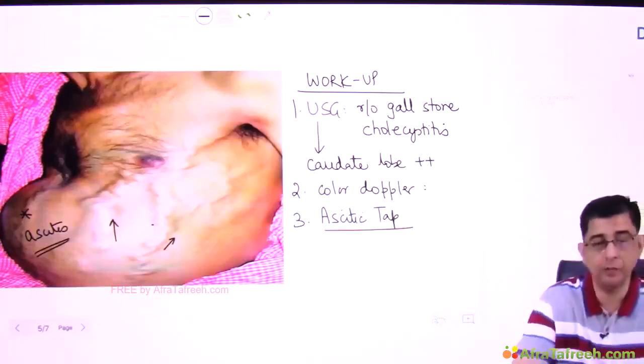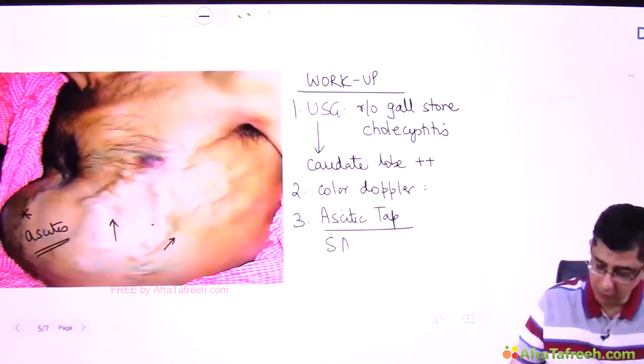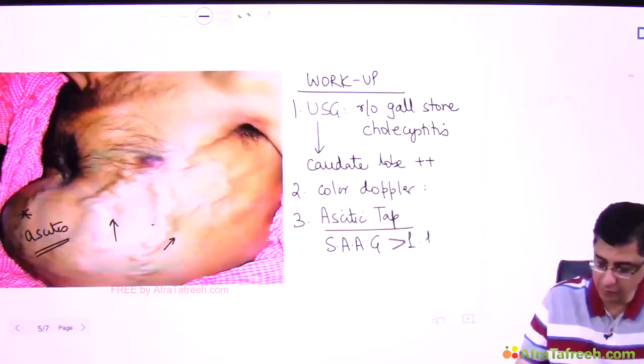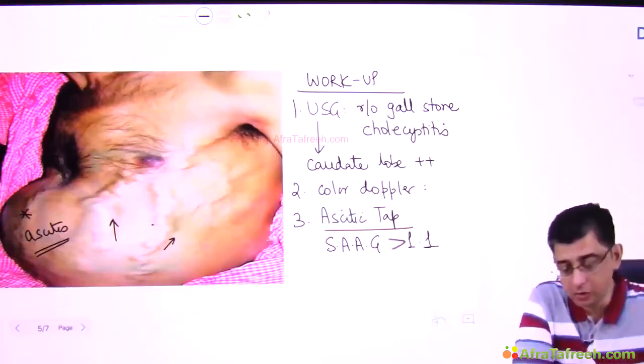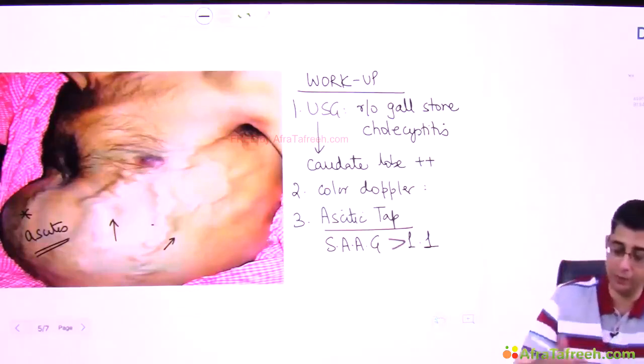Once I do an ascitic tap, in the initial part of the illness, the serum albumin ascites gradient, that is SAG, in this condition will be more than 1.1. This is because of increased pressure. This is the transudative variety, so the proteins will be relatively lower in the initial part, and therefore the SAG values will be more than 1.1.